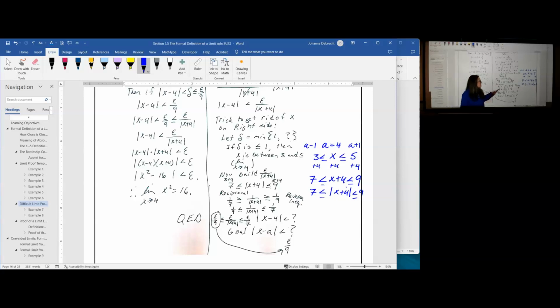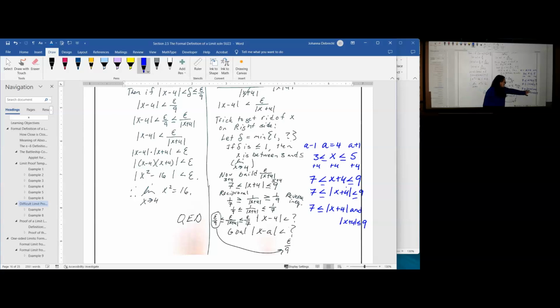Now the next part is super tricky. So let me write it out in a couple of steps. This actually means 2 statements. This means that 7 is less than or equal to the absolute value of x plus 4, and the absolute value of x plus 4 is less than or equal to 9. We're going to look at each one individually.